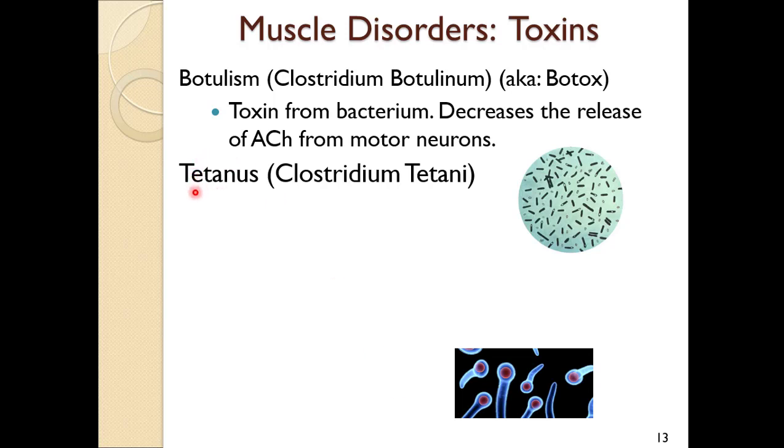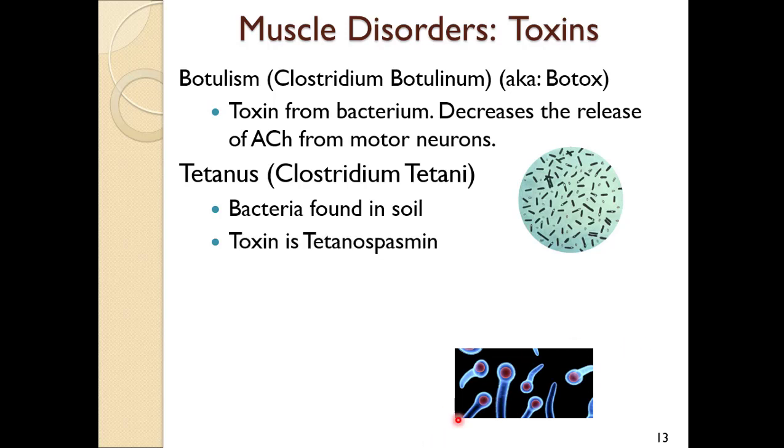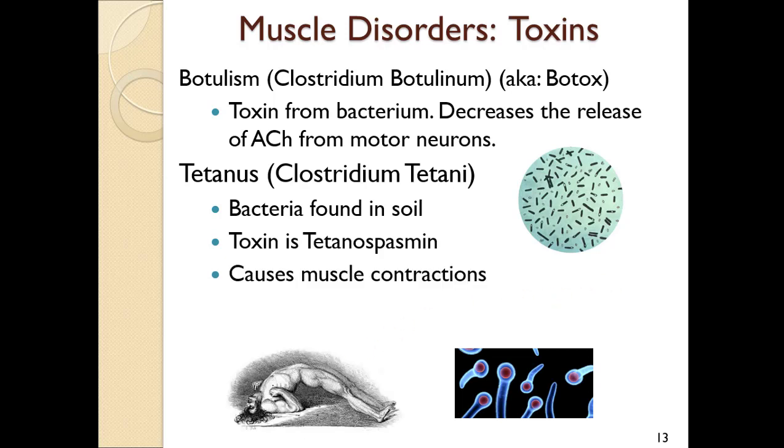All right, the other type of toxin is tetanus. This comes from another bacterium called Clostridium tetani, which you can see down here. This is a typical bacteria that's found in soil, and the toxin that this produces is called tetanospasmin, and this causes severe muscle contractions, as you can see here.